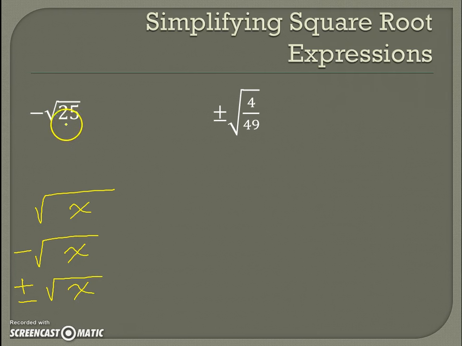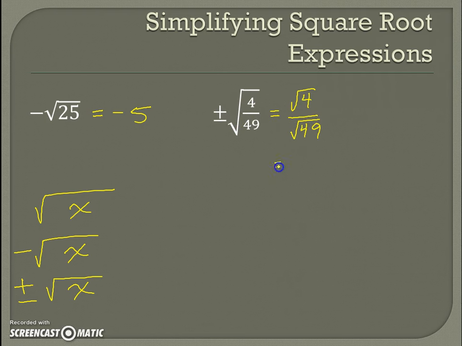So here I have the square root of 25, and then I want the negative of whatever that is, or the opposite of whatever that is. So in this case it would be negative 5. And then this one right here, we'll learn about these rules a little bit later, but this is called a radical sign. It kind of distributes to both the top and the bottom here so that I get radical 4 over radical 49, and that's still that plus minus here.